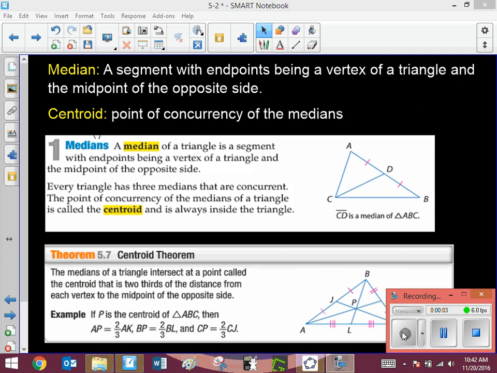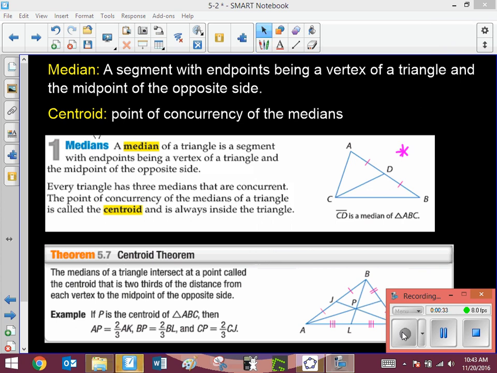Alright, the next special segment that we're going to look at is called a median. A median is a segment with endpoints being a vertex of a triangle, so an angle of a triangle, and the midpoint of the opposite side. So if I look at this picture right down here, D is considered my midpoint of AB, and my median is this segment CD because it goes to an opposite vertex C and to a midpoint D.